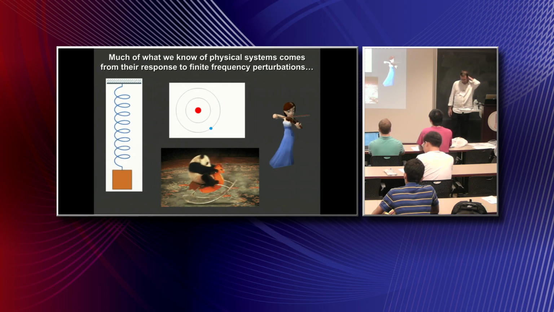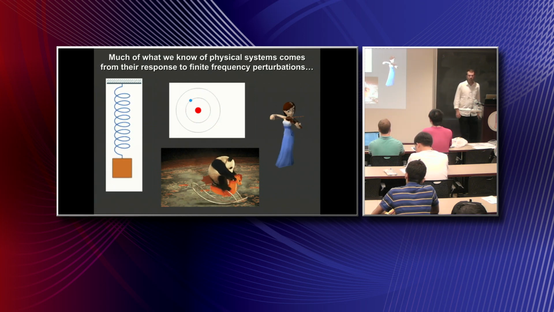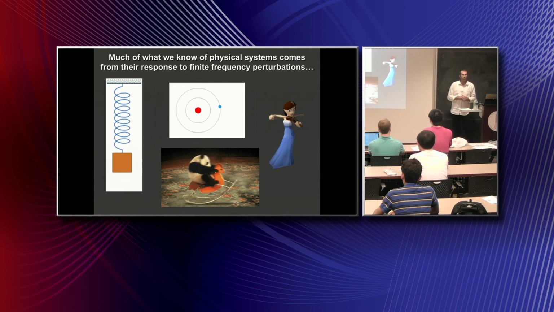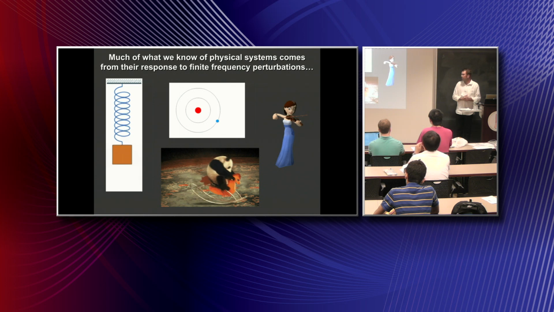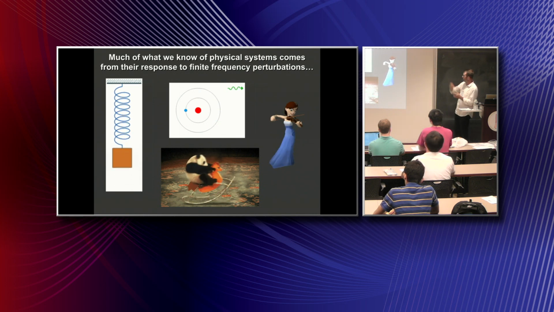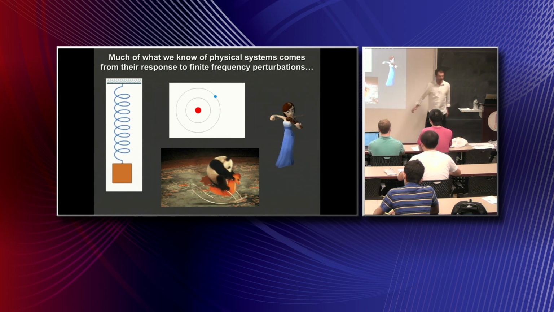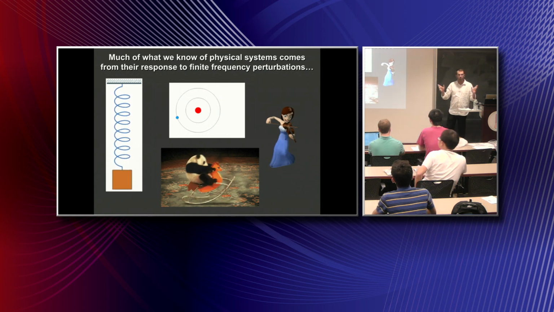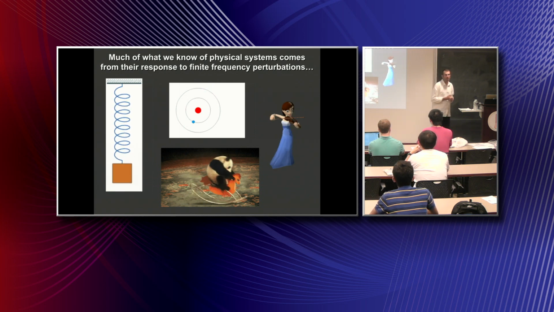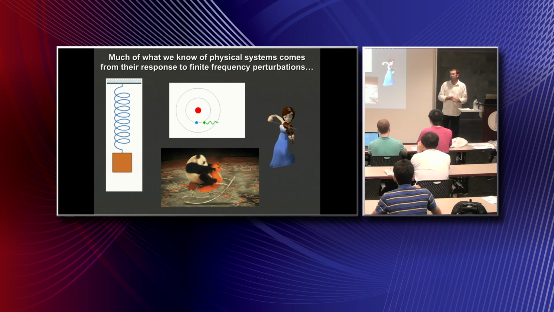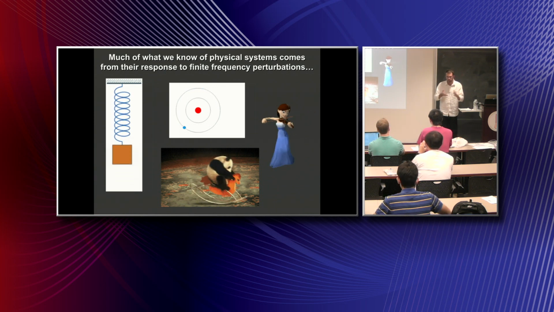In general, when we're talking about physical systems, it's not too much of an exaggeration to say that everything we can learn about them comes from their response to finite frequency perturbations. So whether you're talking about a mass on a spring, an atom, a violin string, or whatever is displayed here at the bottom, in all cases, we can learn about these physical systems by the response to finite frequency perturbations. You shake a physical system at some frequencies and see what its resonance frequencies are. I mean, this is an intuitive thing to human beings, right?